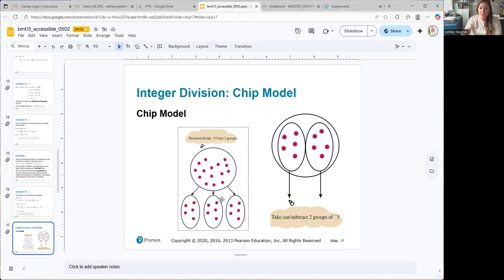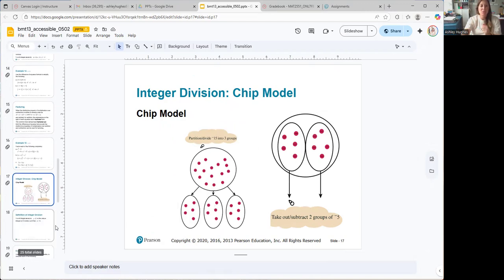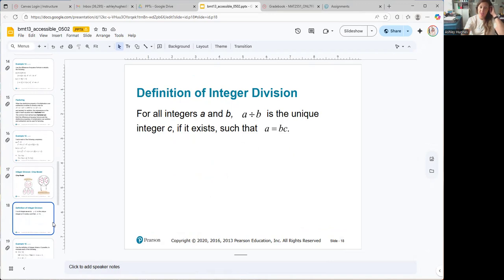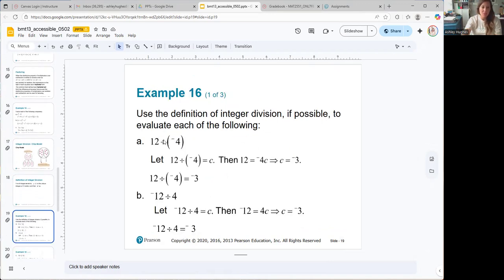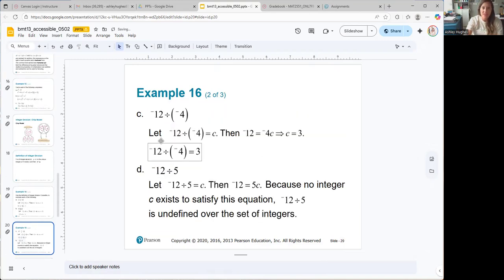This is a chip model. If you need people that have more visual learning, we can talk about dividing -15 into 3 groups here. So this is showing division in the chip model. Again, there's a unique number. That's the answer. And the rules are the same as far as the negative and positive. So 12 divided by -4 is -3. Negative 12 divided by -4 is also -3 because negative, positive is going to return negative. Negative, negative, positive, vice versa. So these are two negatives, so your answer is positive. These are a negative and a positive. So your answer is negative.